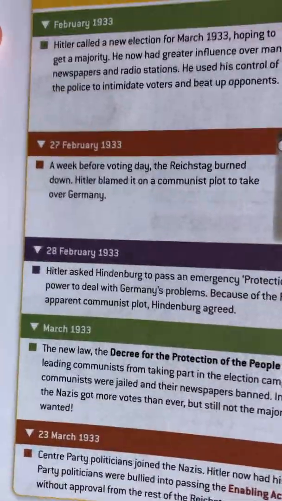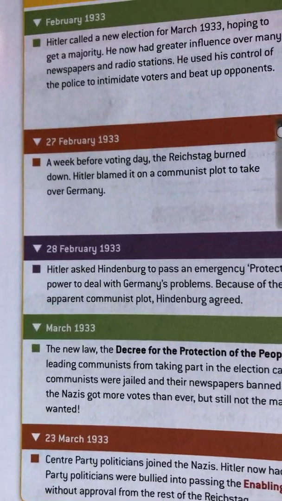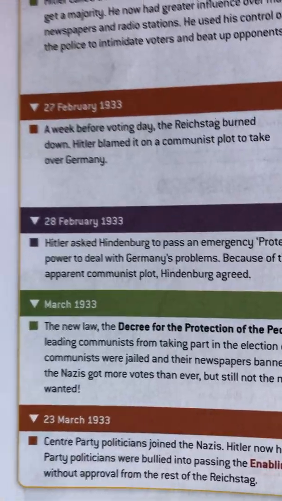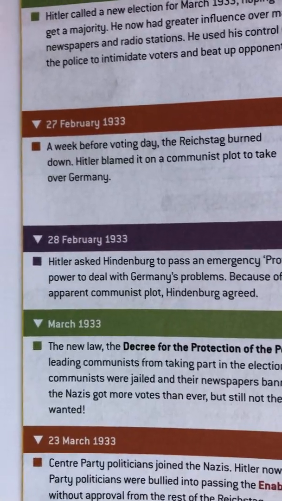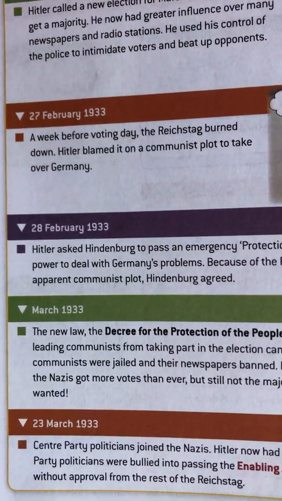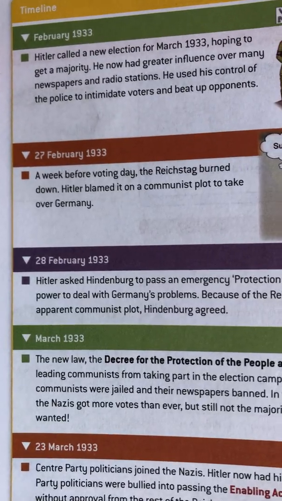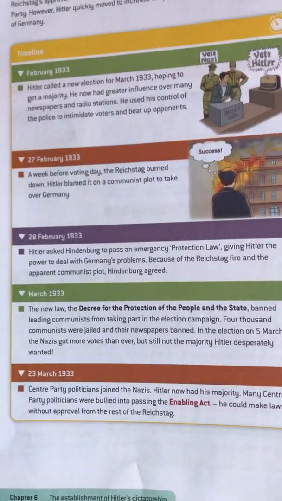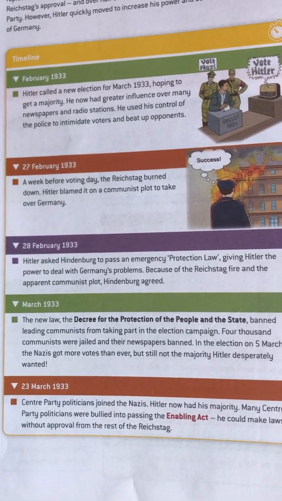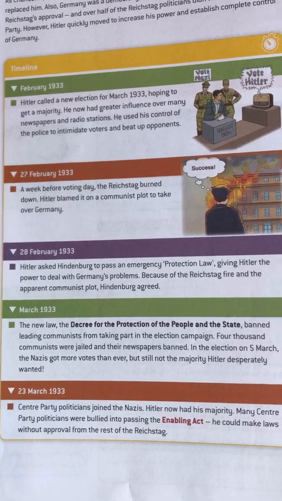In February 1933, a week before the voting day on that election, the Reichstag burnt down. So Germany's Houses of Parliament, the place where the politicians meet up and do their voting, Hitler blamed it on a communist plot to take over Germany. This just added to the fear of communists, meaning that more people started to see the Nazis as a solution to fight communism. On the 28th of February, Hitler asked Hindenburg to pass an emergency protection law, which gave Hitler power to deal with Germany's problems.